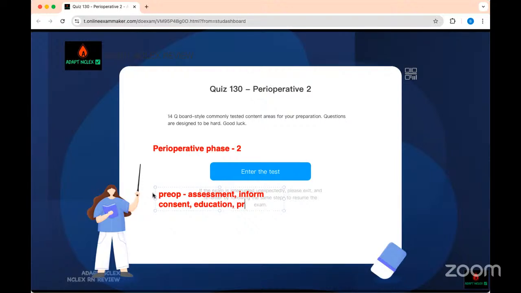And then prepare the patient, right? You're preparing the patient. This is like where you put the patient NPO and make sure they have bowel prep or anything like that. So that's the first stage.